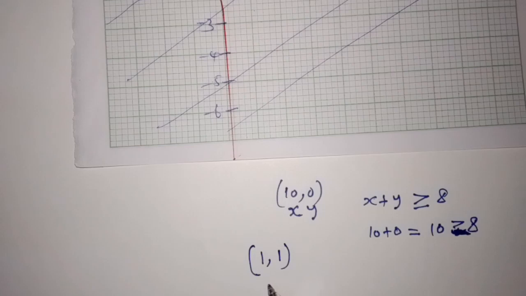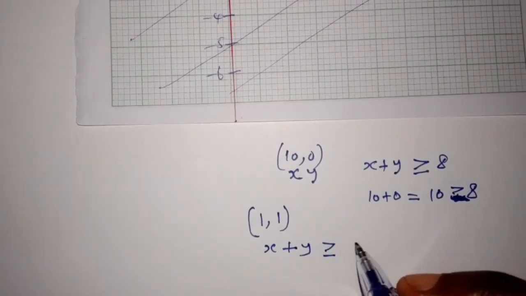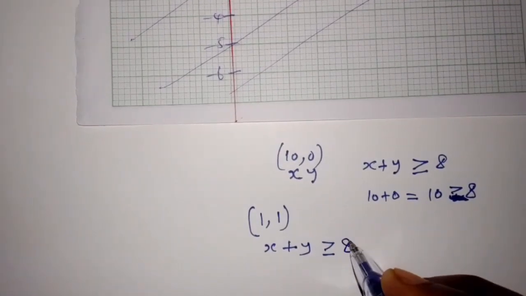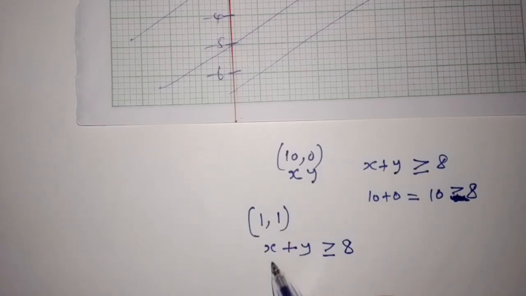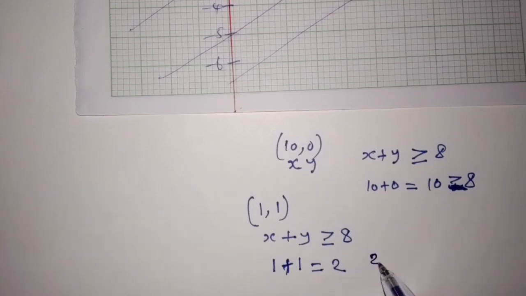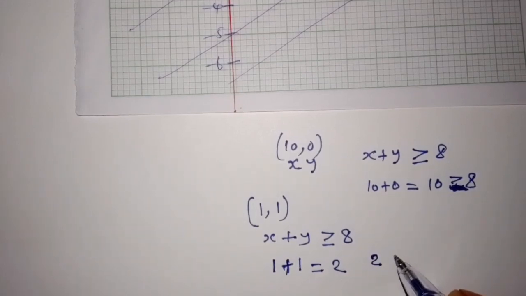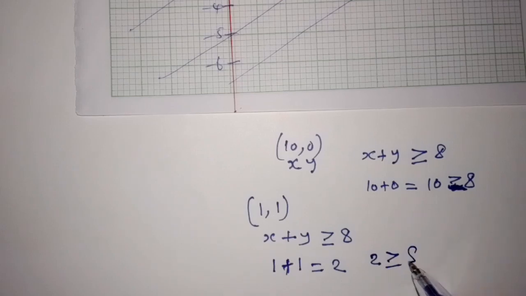Our inequality is x plus y is greater than or equal to 8. So when we take the point x is 1, y is 1, it gives us 2. Is 2 greater than or equal to 8? 2 cannot be greater than or equal to 8.